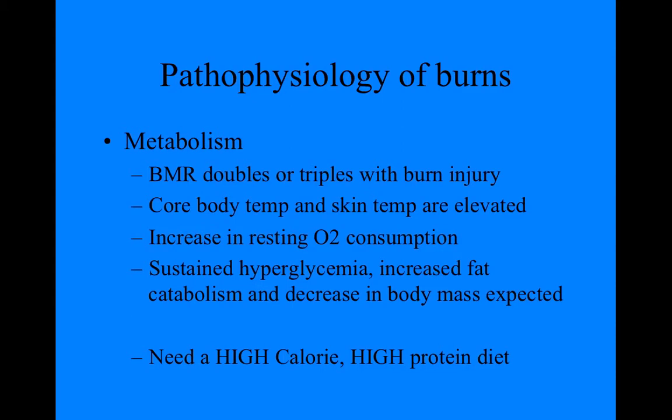They need to eat a lot, even though they don't feel like it. They need a very high calorie, very, very high calorie diet, so upwards sometimes of 5,000, 6,000, 7,000 calories a day. High protein diet. We've already talked about how important protein is in wound care and wound healing. Their basal metabolic rate will double or triple with a burn injury, and their core body temperature and skin temperature are elevated. So they have an increased resting oxygen consumption compared to people who don't have burns, and they have what we call sustained hyperglycemia, increased fat catabolism, and decrease in body mass. So they are burning themselves up alive, literally, metabolically.